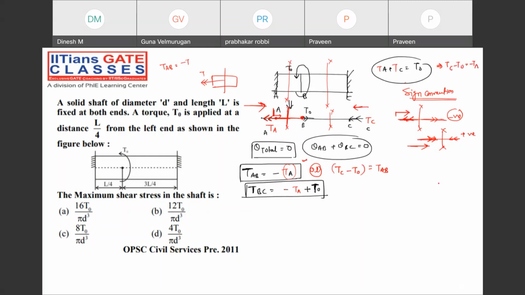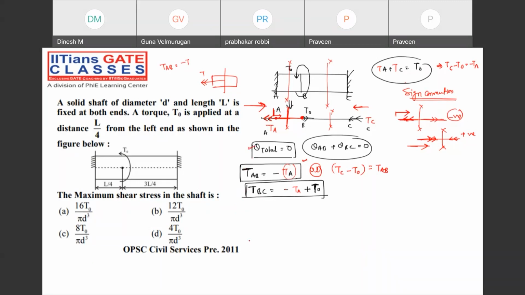Yeah. So always look from only one direction, either the left direction or the right direction. Do not combine both directions at a time, otherwise you will get the wrong results. Now, once you have this, total deflection will be 0. Total angular deflection, the angular twist, will be 0 for both shafts. So what will happen? Put the theta value.